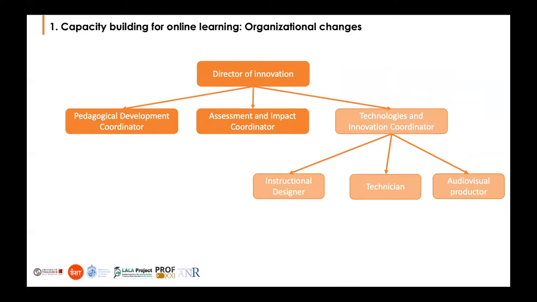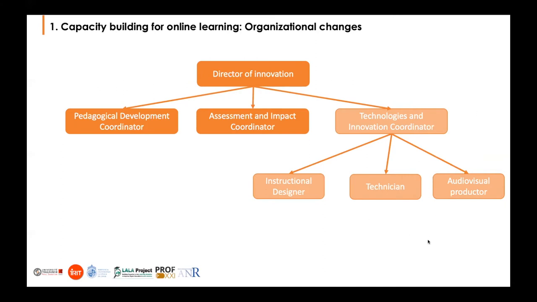At the Universidad Católica de Chile, what we did was create a group called Technologies and Innovation, in which we hired three different people to support the digitalization process. One was the instructional designer, who was in charge of helping teachers to actually design their curriculum for digital. A technician, helping with the platforms, giving ideas on how to use and maintain the platforms, etc. And an audiovisual producer for helping in the audiovisual production.